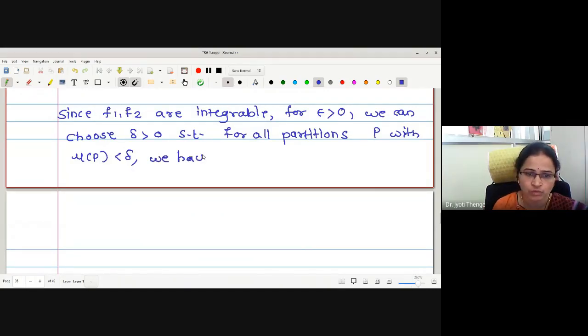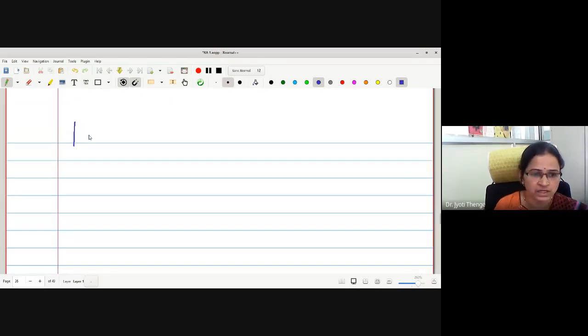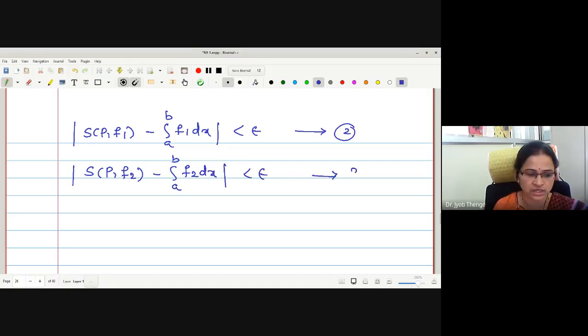What we should have? Let me write the second definition of integrability. That is, modulus of S(P, f1) minus integration a to b f1 dx is less than epsilon. Let me call it statement number 2. What was the second function? Modulus of S(P, f2) minus integration a to b f2 dx is less than epsilon. Let me call it statement number 3.